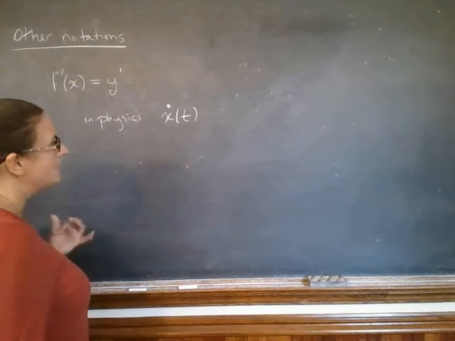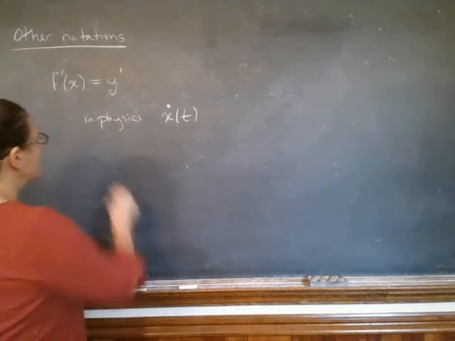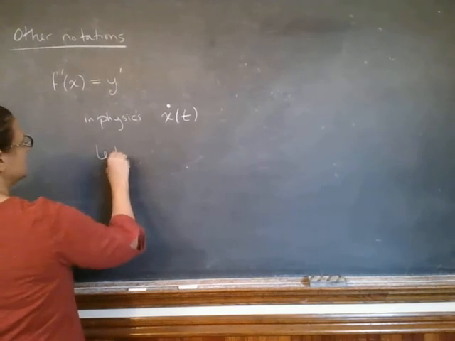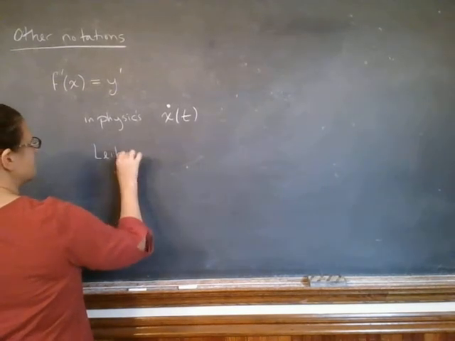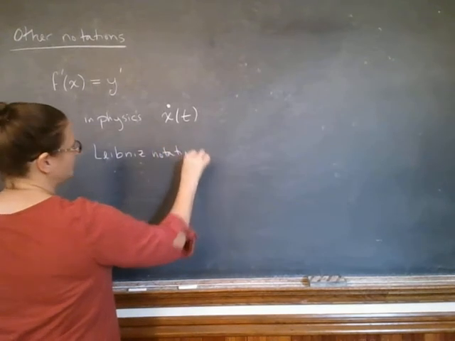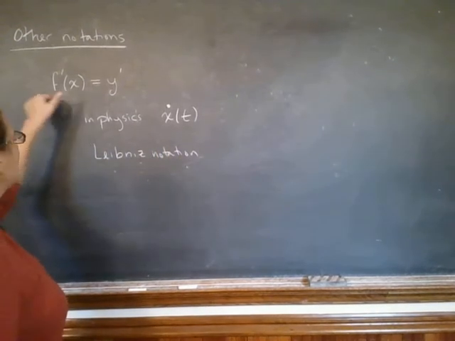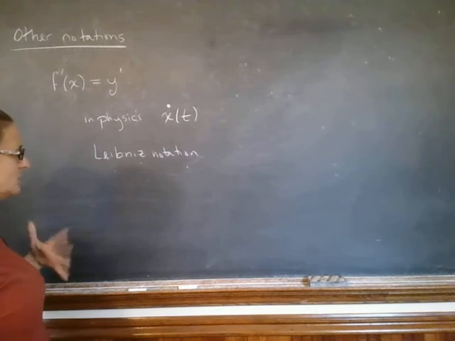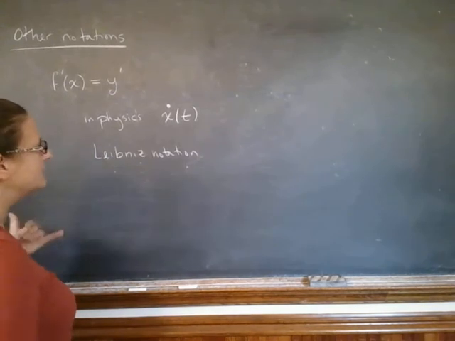The main other notation that you'll see here is Leibniz notation. And what that comes from is, of course, Leibniz's. So Newton used the prime, I guess, and Leibniz used the d/dx. So the idea was this.